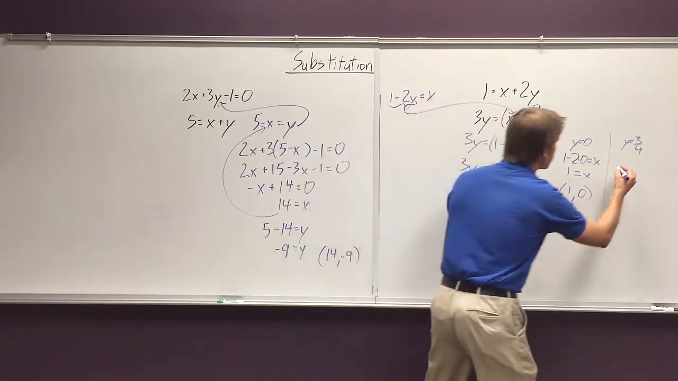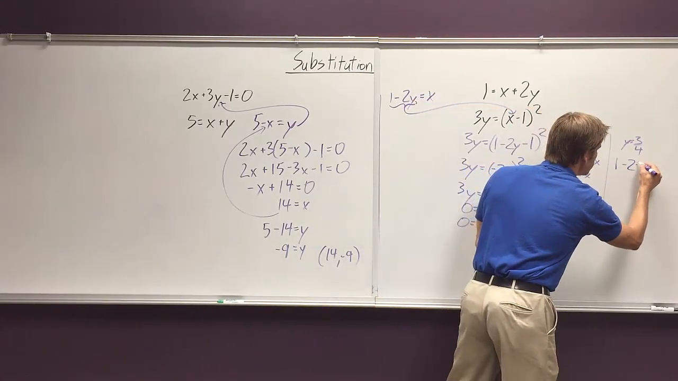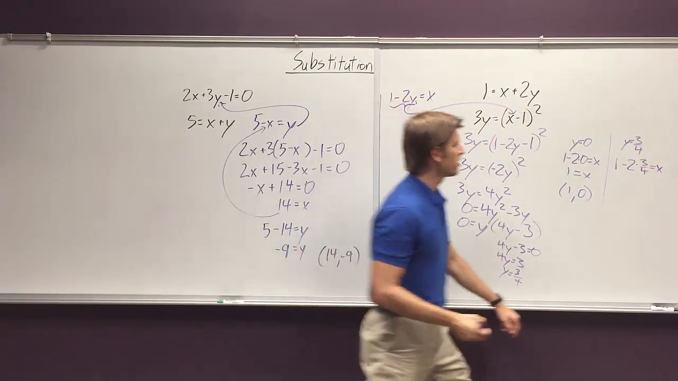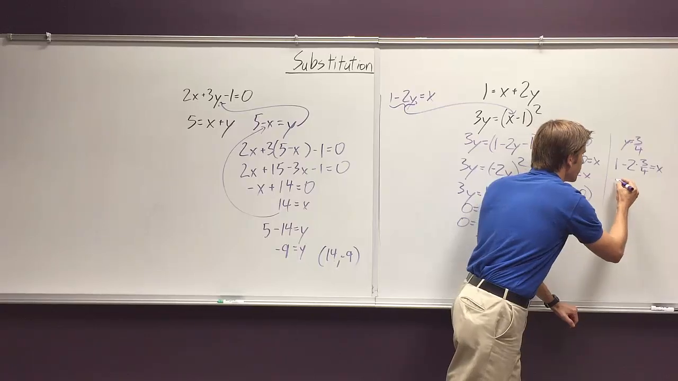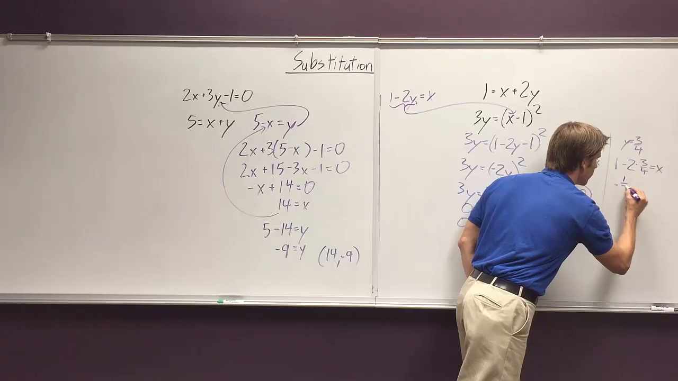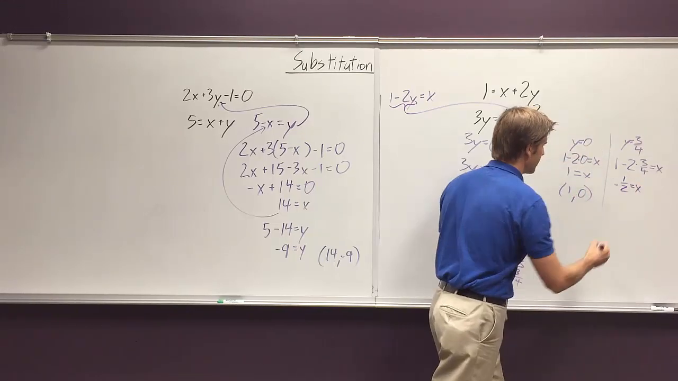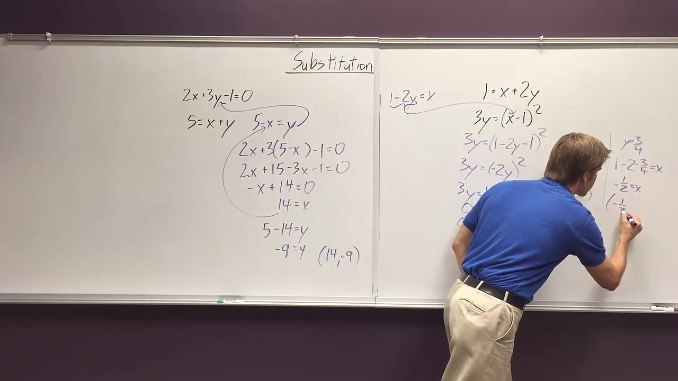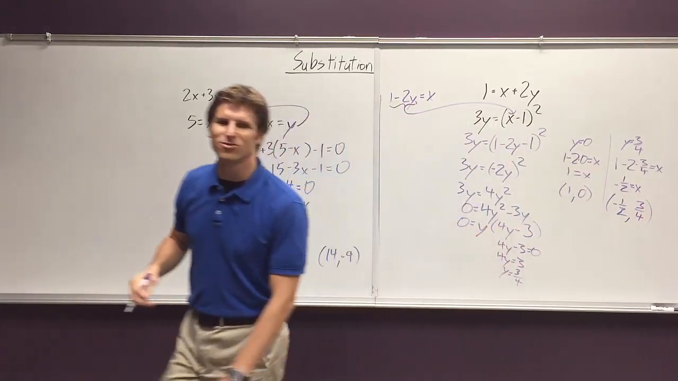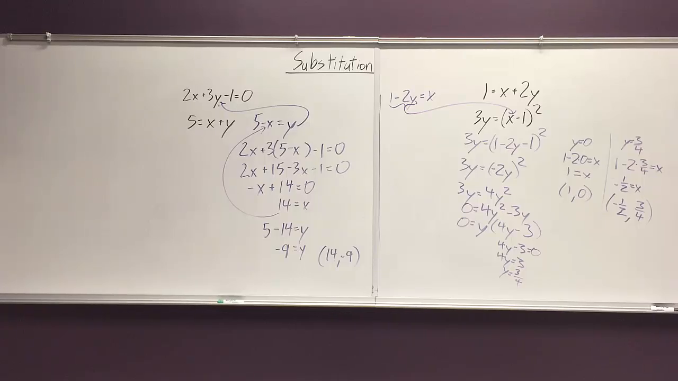Similarly, 1 minus 2 times 3/4 will equal x if that's the y value. So that's 1 minus 3/2, which is negative 1/2, is the x value. So that's negative 1/2, comma 3/4. There's a couple of substitution problems.